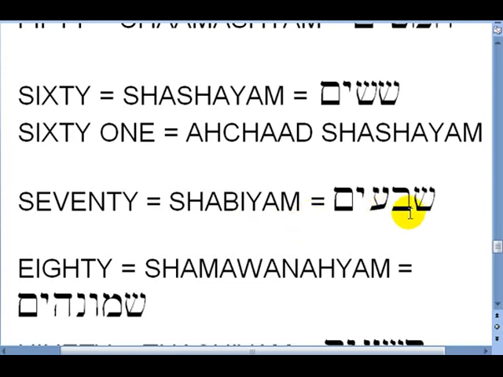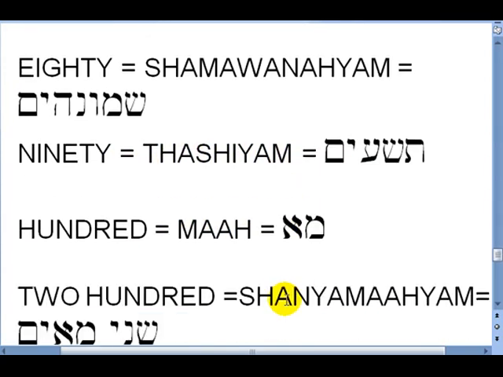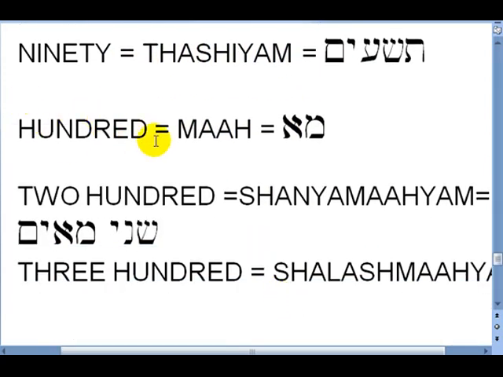Alright, then you get to 70. Shabayim. You see Shabay is 7, and then the yum is like adding 10 to it. So Shabayim is 70. Shamawana yum is 80, because Shamawana is 8, and then the yum makes it 80. 90 is Thashayim. Thashay is 9, then the yum makes it 90, Thashayim. And then you get to 100, which is Ma'ah. The number 100 is Ma'ah.